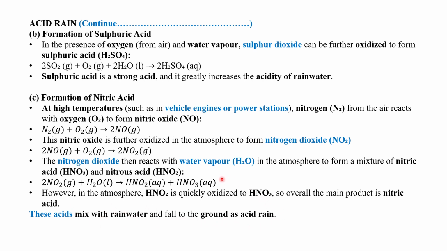So what we found in these two slides is how acid rain is formed with the different gases, that is oxides of nitrogen and sulfur dioxide, and how these gases react with the water vapor or oxygen available in the atmosphere.